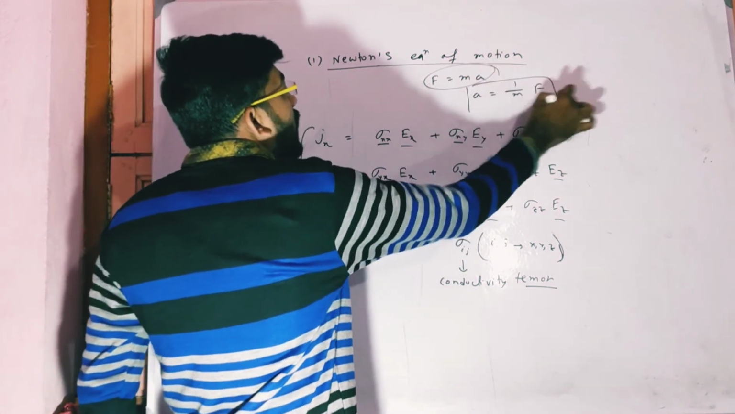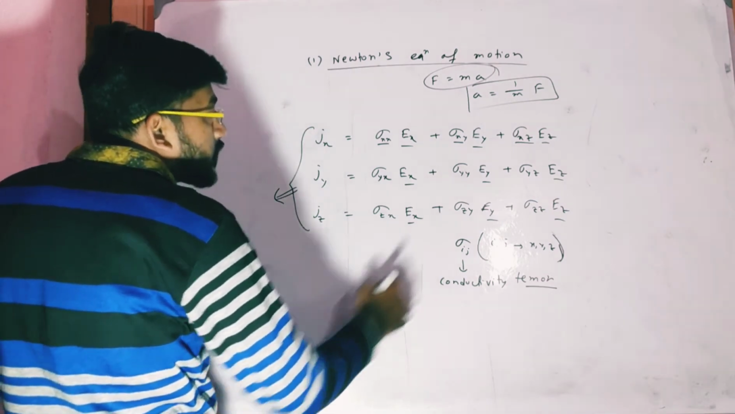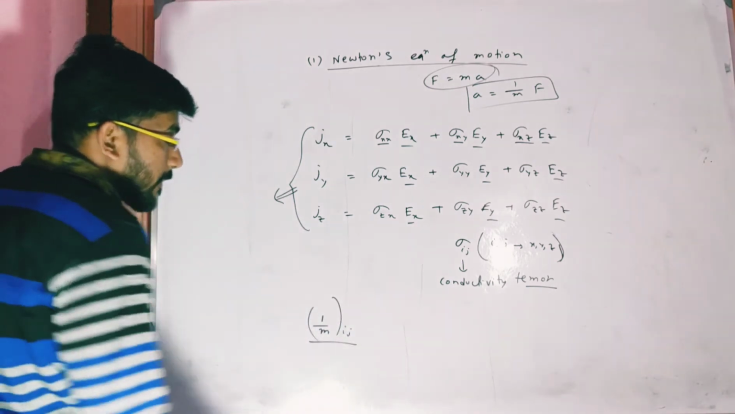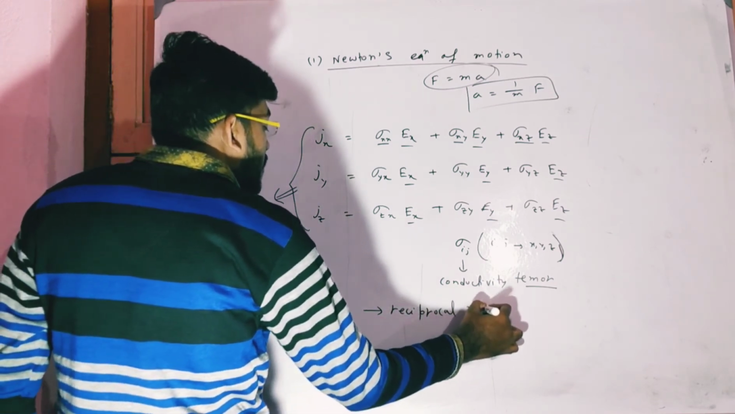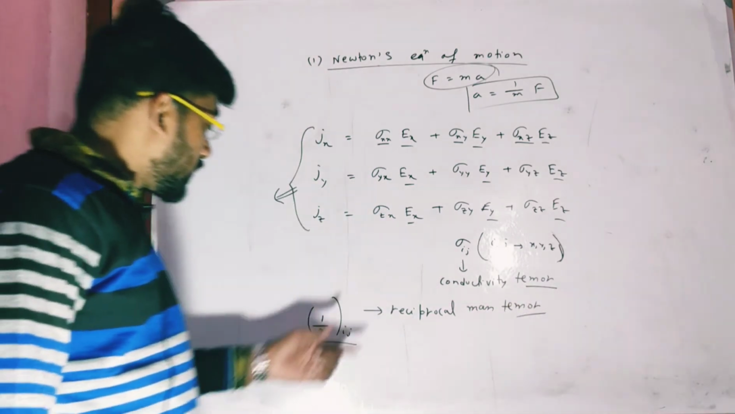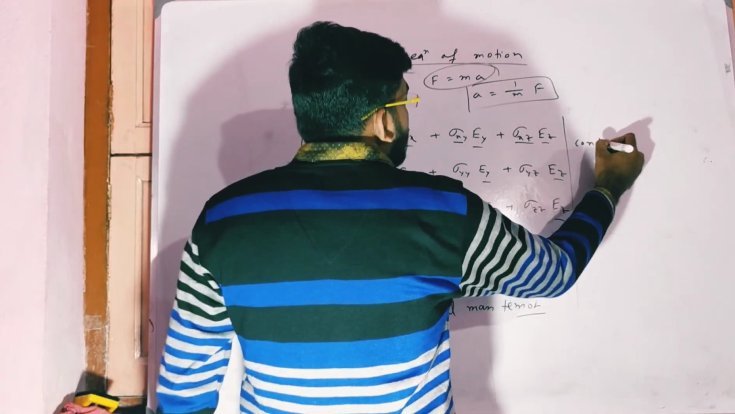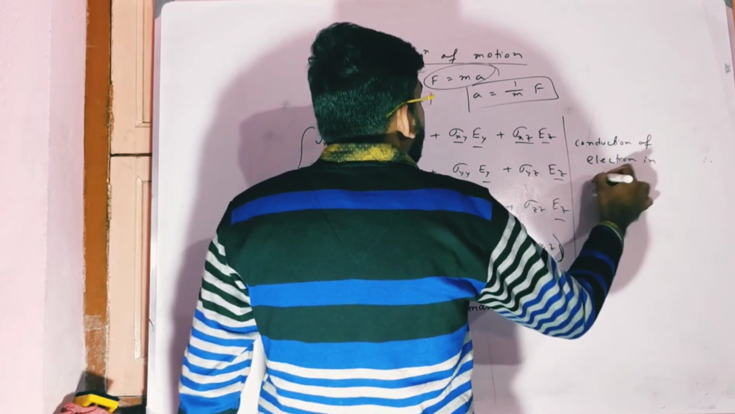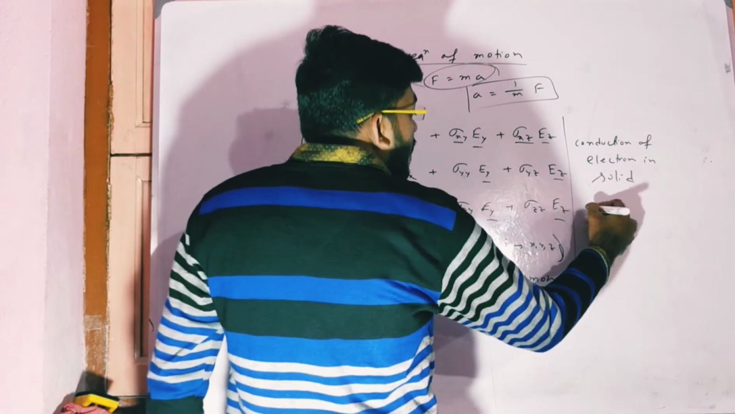Similarly, A equals 1 over m into F has to be modified, and it can be written as 1 by m in the form of (1/m)ij, and this is called the reciprocal mass tensor. This arises when you talk about the conduction of electrons in solids, and there we speak of the effective mass tensor.